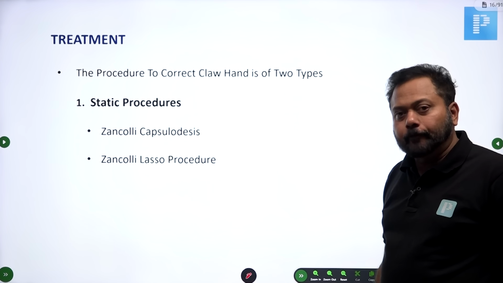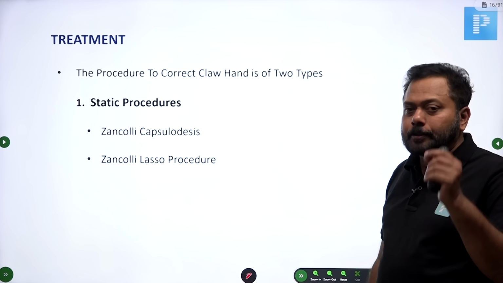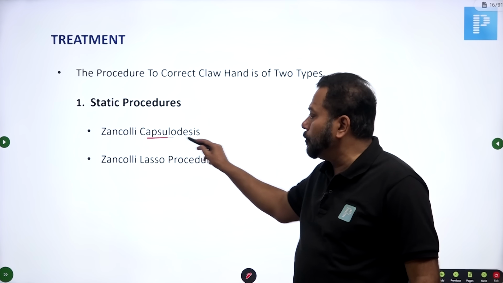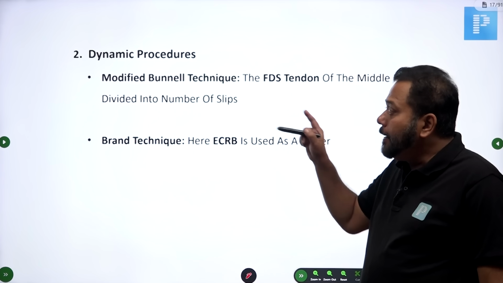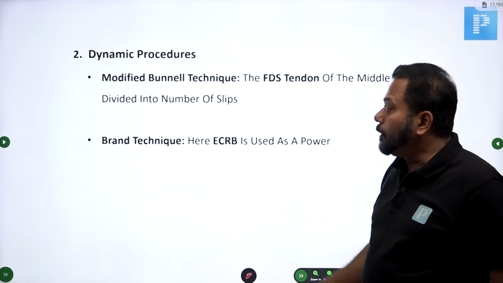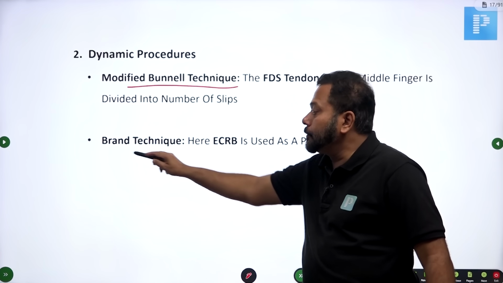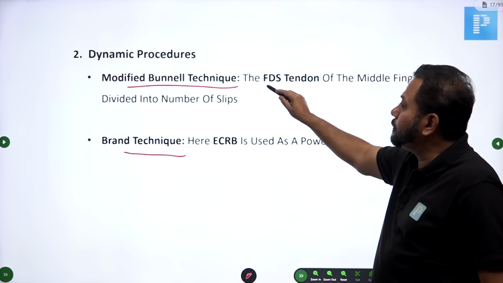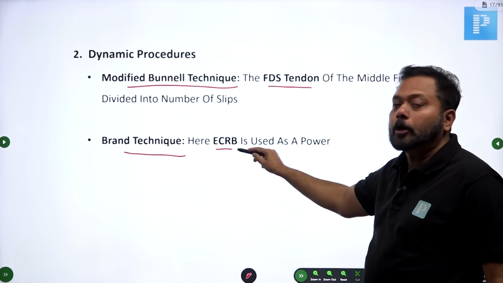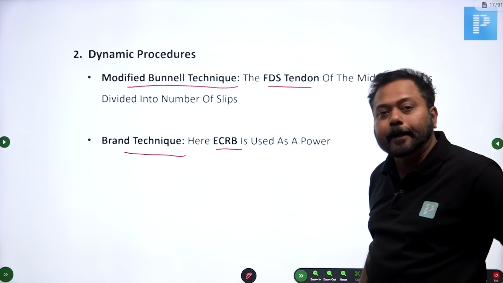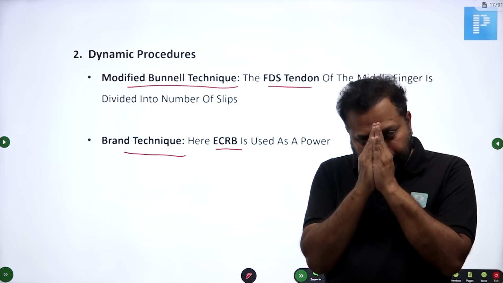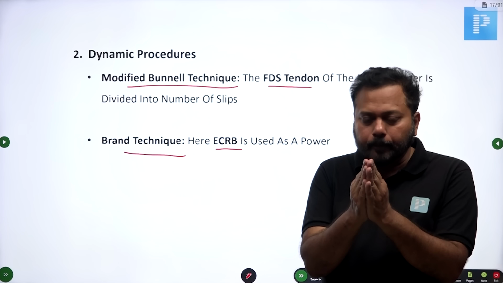Coming to treatment of claw hand, the static procedure, just to release the capsule alone, is called Zancolli's capsulodesis for claw hand. For tendon transfer, two procedures are available: one is called modified Bunnell, another is called Brand. When you use flexor digitorum superficialis, that is called Bunnell's technique. When you use extensor carpi radialis brevis, that is called Brand technique. So please, these names, till you clear your FMGE, you should know.